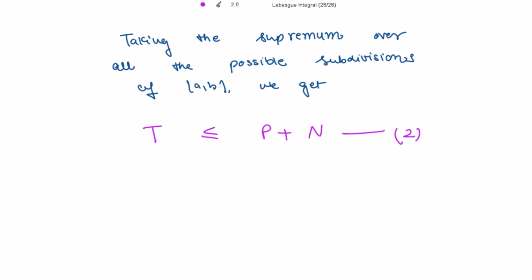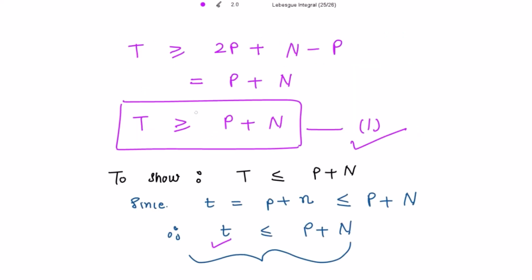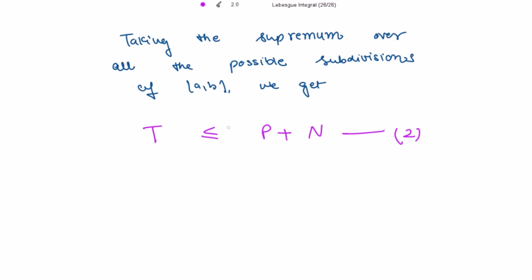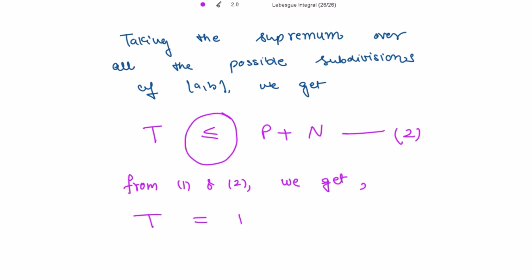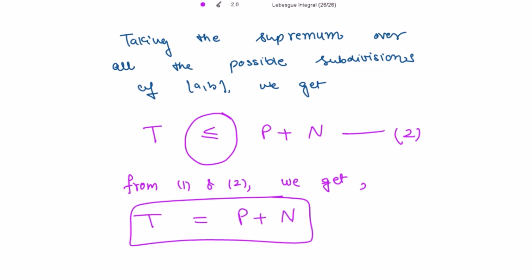So from 1 and 2 what do we get? What is 1? That T is greater than or equal to P plus N. And now we have shown that T is also less than or equal to P plus N. So from 1 and 2 we get T is equal to P plus N, right? So both the parts have been proved and it is very easy to prove them. You just need to take care of the steps.